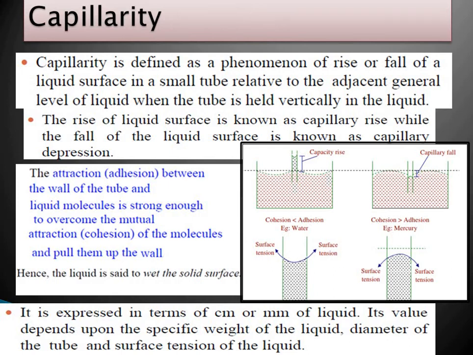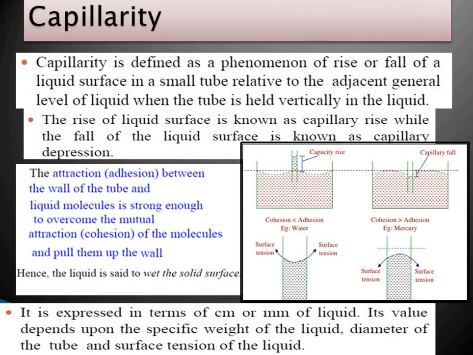So we discussed the rise in capillary action level only, but sometimes it may fall also. The rise of liquid level is known as capillarity rise, whereas the fall in liquid level is known as capillarity depression. This increase or decrease takes place due to the attraction or adhesion between the wall of the tube and the liquid molecules, which is strong enough to overcome the mutual attraction of the molecules and pull them up the wall. Hence the liquid is said to wet the solid surface.